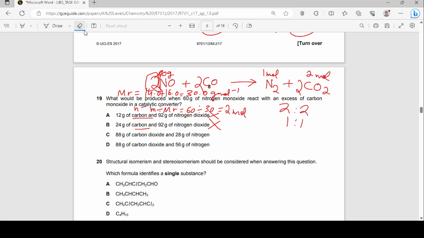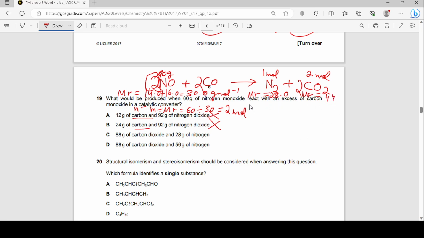Okay, now I have to calculate the masses. So Mr of N2 is just going to be 14.0 times 2. You can use your product table, by the way. I didn't open it today, but just use it. And this is going to be 28.0 grams per mole. Then Mr of CO2 is just going to be 12 plus 16 plus 16 because there are 2 oxygen atoms. So 12 plus 16 plus 16 is 44. And this is going to be 44.